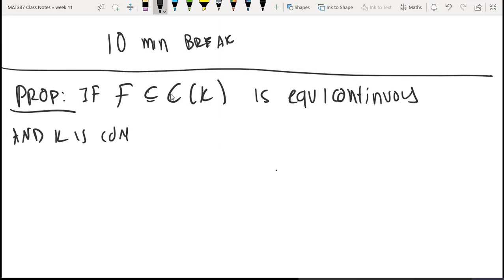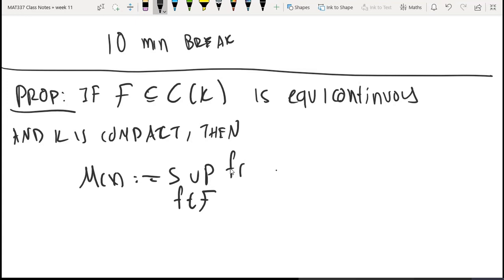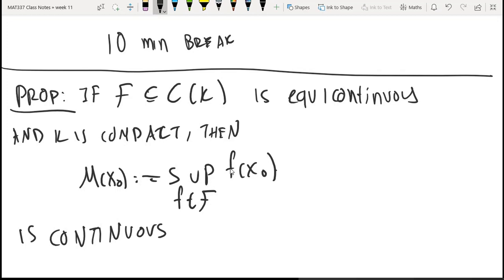When K is compact, then the following function, M(x). Let me write x naught because it will confuse me. Then this maximum function. So here we're not taking supremum over x. We're taking it over the family. Is continuous. So you will need this for one of the homeworks. And I'm going to do it here because it's a very tricky one.